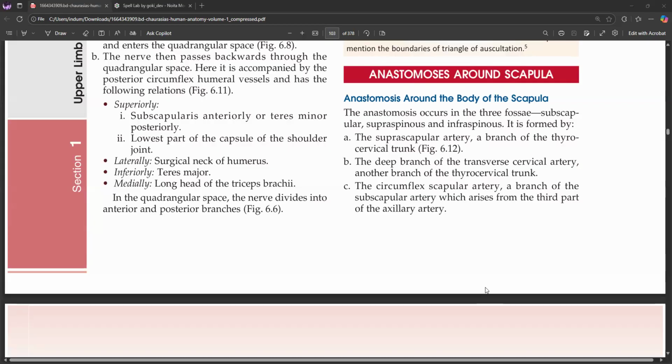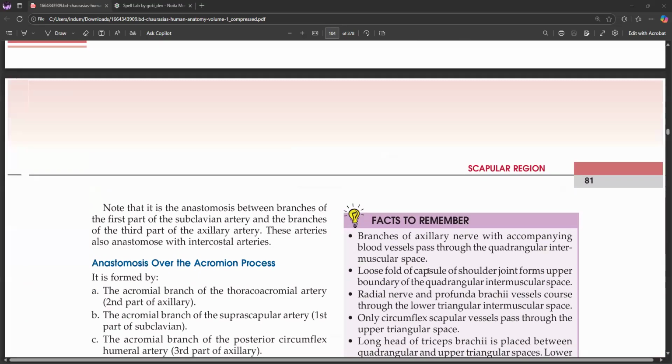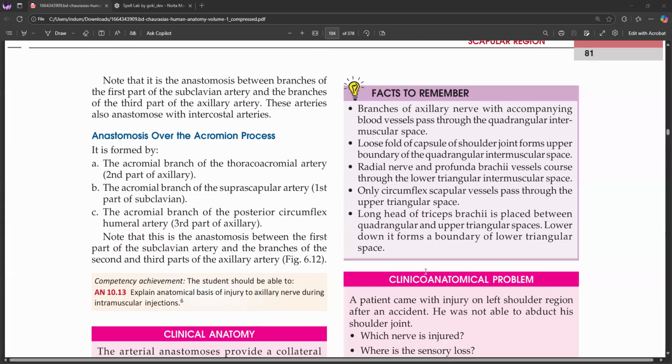It is formed by the suprascapular artery, a branch of the thyrocervical trunk, figure 6.12, the deep branch of the transverse cervical artery, another branch of the thyrocervical trunk, and the circumflex scapular artery, a branch of the subscapular artery which arises from the third part of the axillary artery. Note that it is the anastomosis between branches of the first part of the subclavian artery and the branches of the third part of the axillary artery. These arteries also anastomose with intercostal arteries.